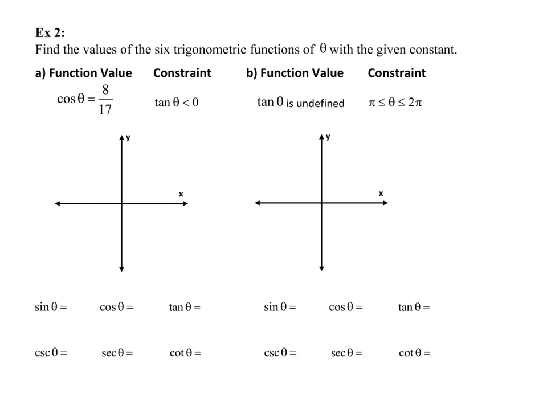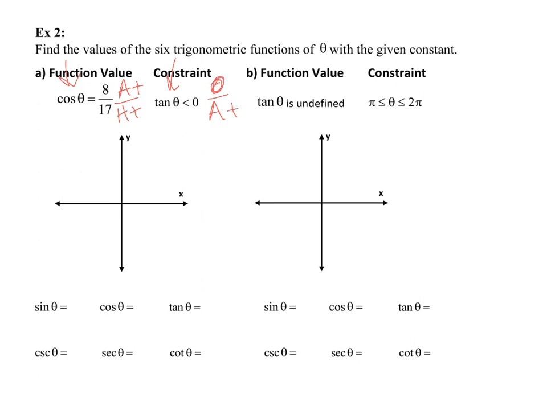Find the values of the 6 trig functions. We have to use these two pieces of information together to determine where the triangle lies. Cosine is adjacent over hypotenuse. The hypotenuse is always positive. In this case, 8 over 17 is positive, so adjacent must be positive as well. Then it says tangent is less than 0. Tangent is opposite over adjacent. Based on the previous piece of information, I know adjacent is positive.